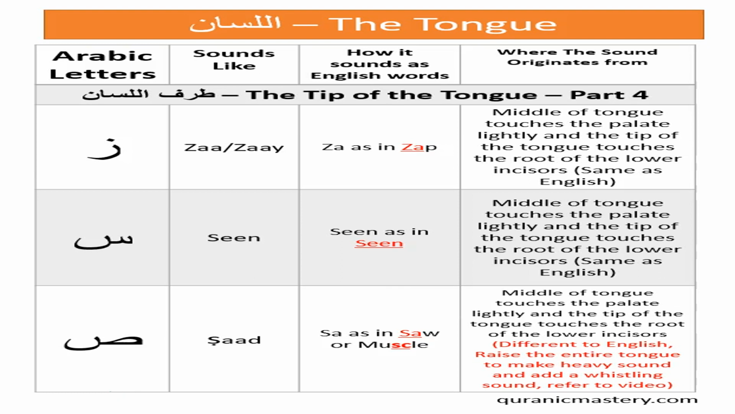And the last one is sad. Now, sad is slightly different to English, and the reason for that is because sad is a heavy letter. It's not available in the English language, and this is why this letter is unique again. Sad is one of the heaviest letters of the Arabic language as well, third heaviest. And it's very, very important that we pronounce this with a heavy sound by raising the whole of the tongue. And again, we touch the root of the lower incisors with the tip of the tongue to ensure that we are pronouncing all of these correctly. So za, sin, and sad are pronounced by touching the tip of the tongue to the root of the lower incisors.